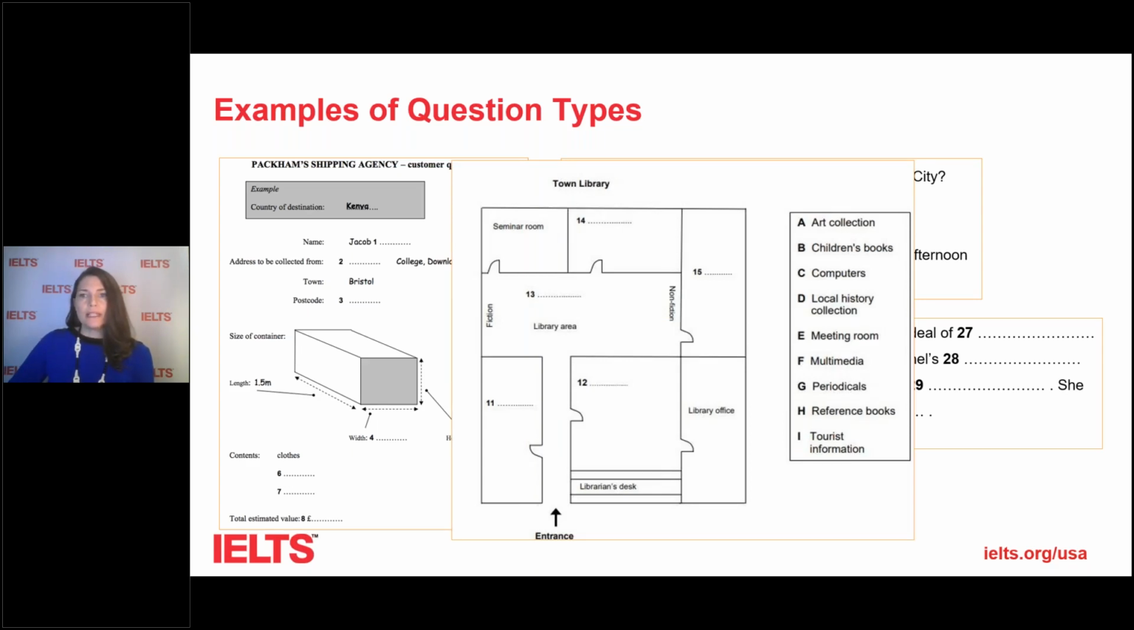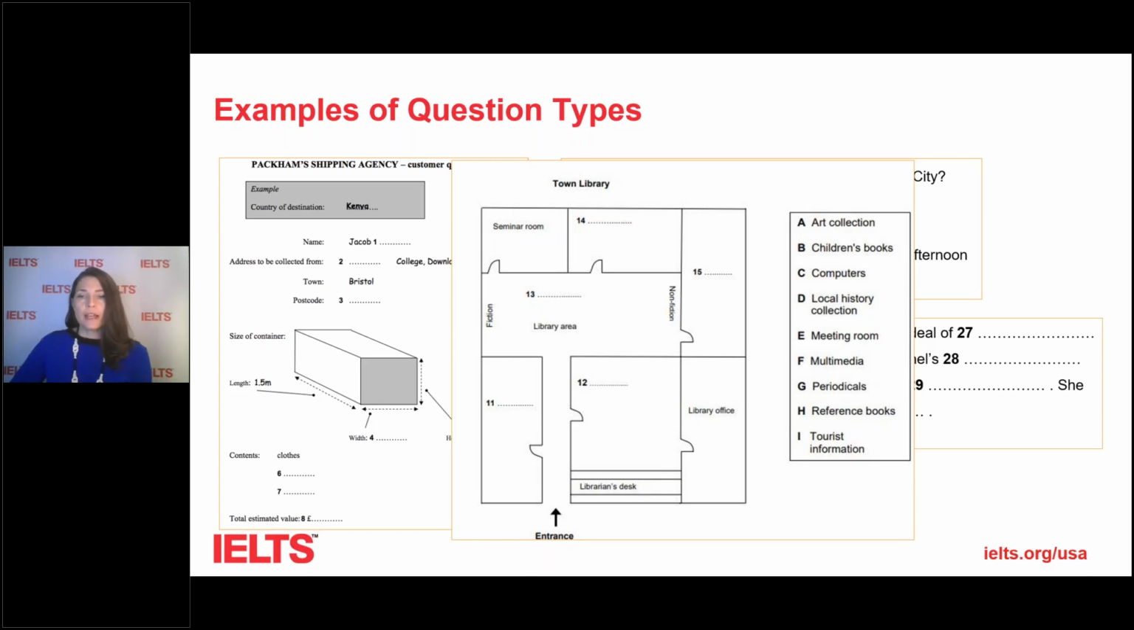And then this example is a labeling activity that you might be asked to do. And here, this was a monologue of someone discussing the layout of the town library. And as you listen, you'd have to identify which room is on this diagram. Again, before you listen, you want to find out where is number 11, 12, 13, 14, so that you know where the answers should go.